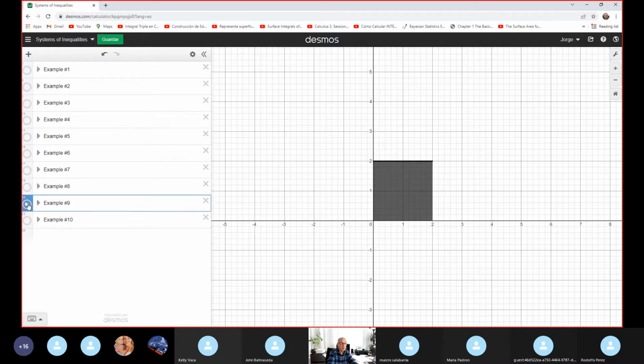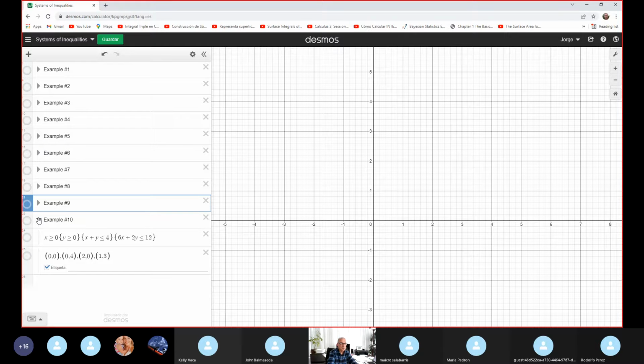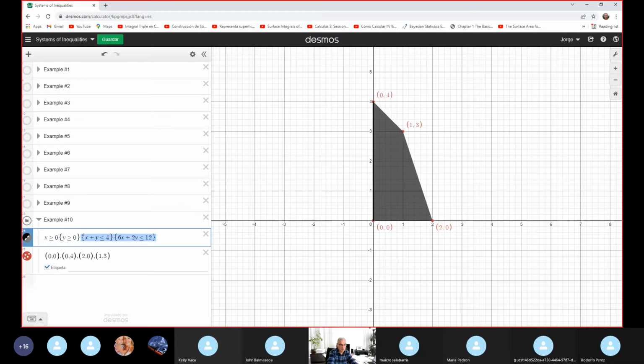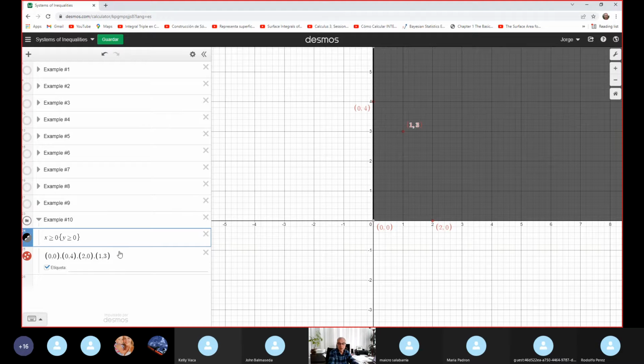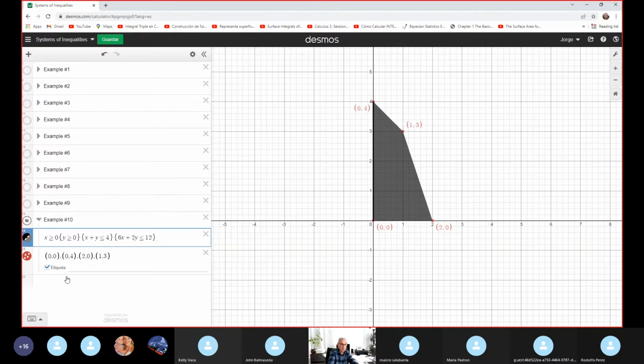And the last example, number 10, is complicated, so let's do it step by step. Let's do x equals 0, y equals 0. Only that. It's the first quadrant. Now, little by little, I add the other inequalities. You see a triangle. Do you remember the triangle? And finally, I put the last inequality, and this is the quadrilateral. And this is important, the corners are (0,4), (1,3), (2,0), and (0,0).